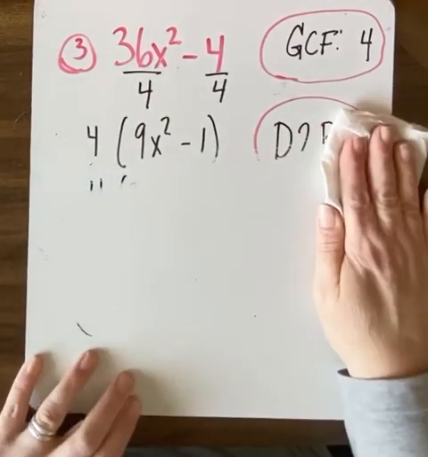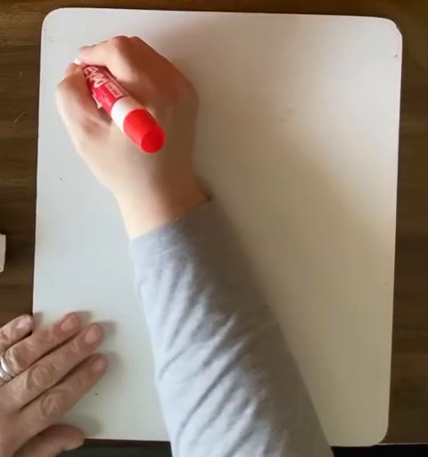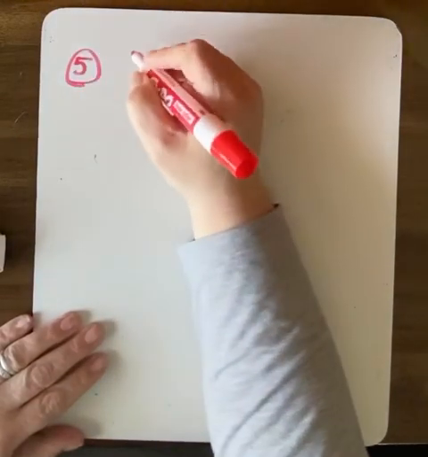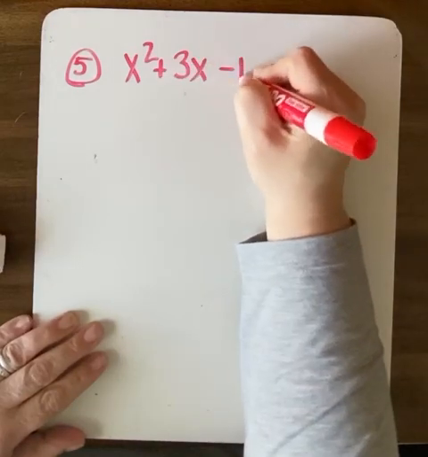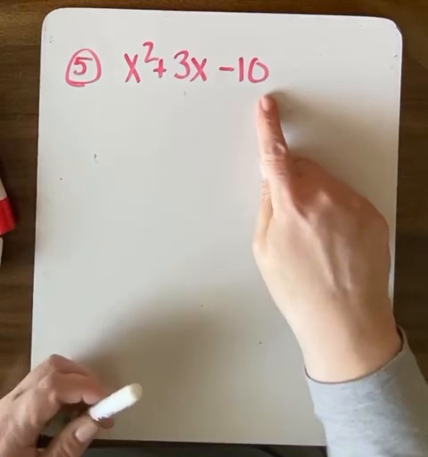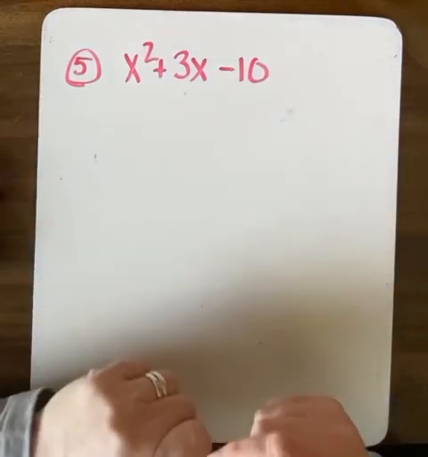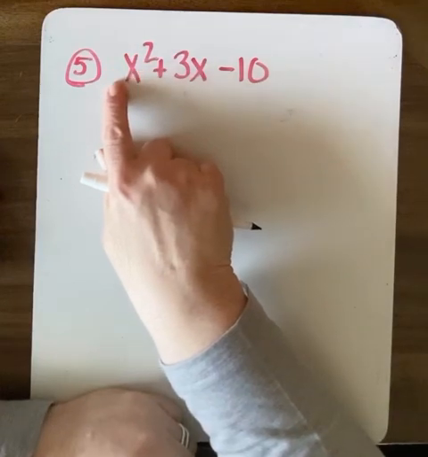Okay, looking at problem 5. Problem 5 is x squared plus 3x minus 10. So once again, I look to see, is there a GCF? There's no GCF. This is a trinomial where my a value is equal to 1.